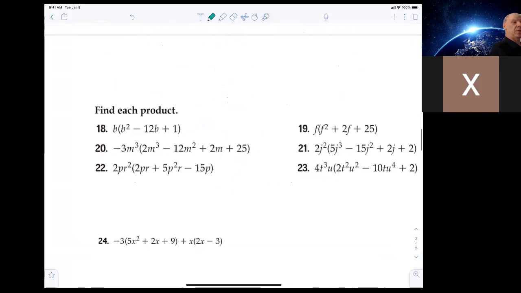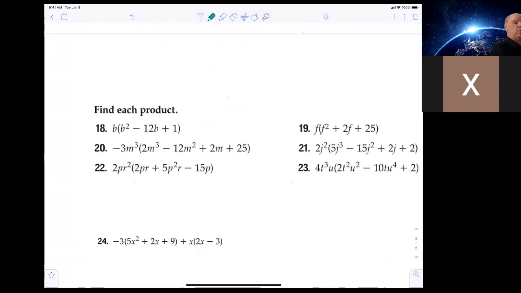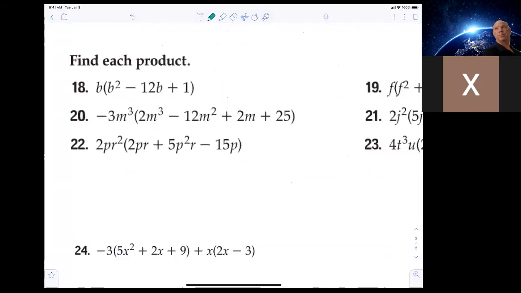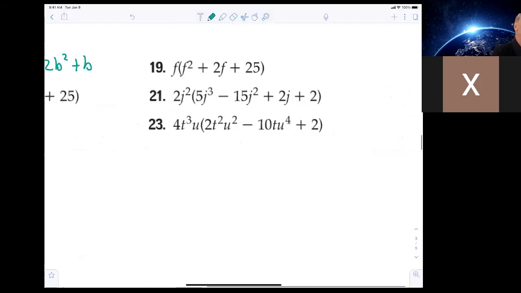All right, here we go. Now, again, 18 through 23, we need to do those. So let me go around the room. Let's have number 18, go. Loud and proud, go. B to the third minus 12b squared plus b. Yes. Ava, go. 19.